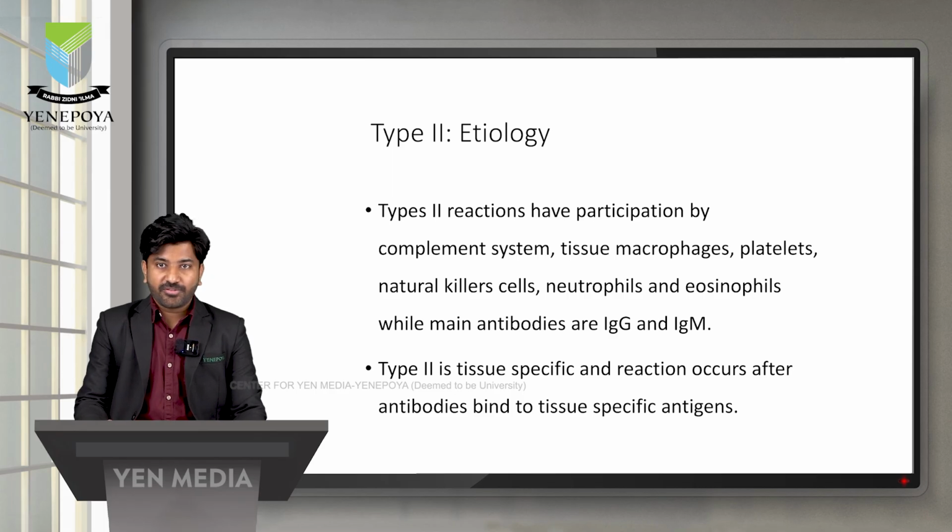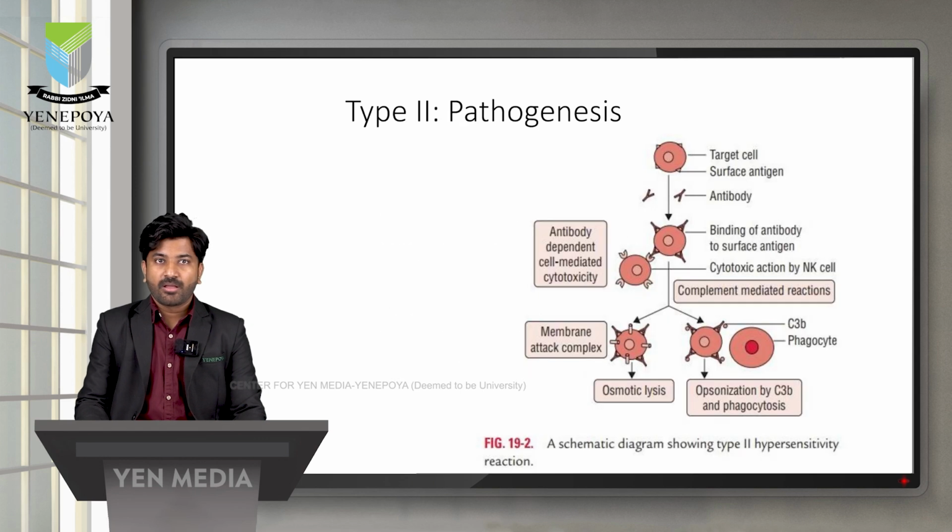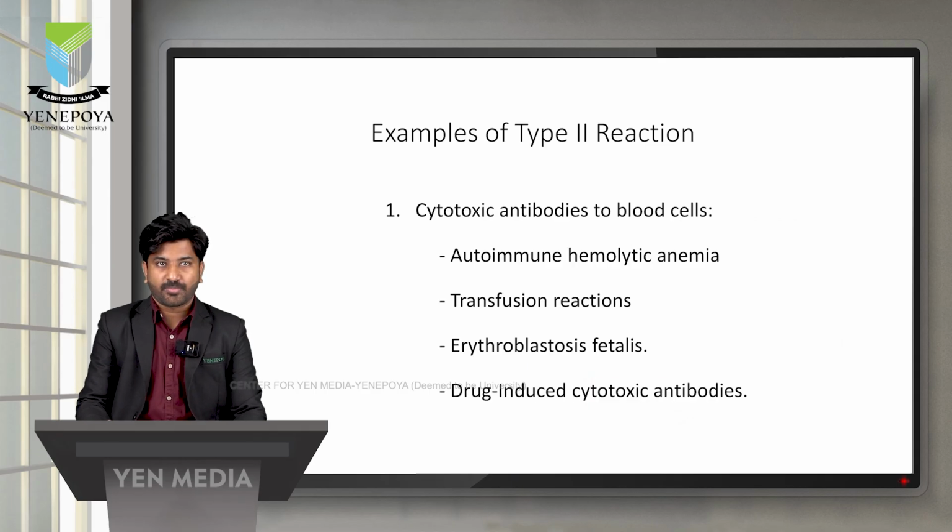Type 2 is tissue specific, and the reaction occurs after the antibodies bind to the tissue specific antigen, and only then will you be able to see the type 2 reactions in the body. For the pathogenesis of type 2 reactions, you can see the target cell contains the surface antigens. The surface antigen will be recognized by the antibody, which binds to the surface antigen and will activate the T lymphocytes or the natural killer cells, which in turn activate the complements, leading to the membrane attack complex or alternatively leading to opsonization by phagocytosis. The end result of this would be the destruction of the target cell.